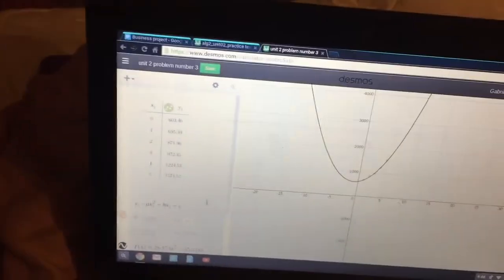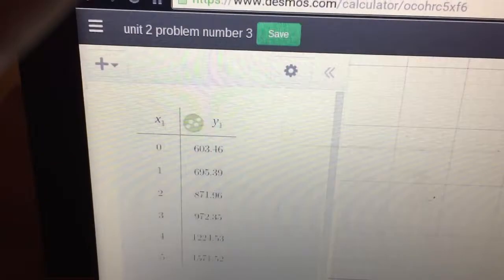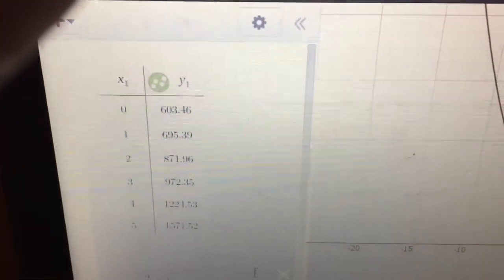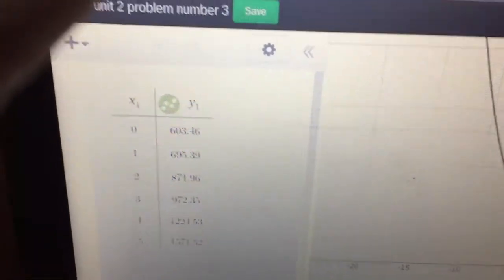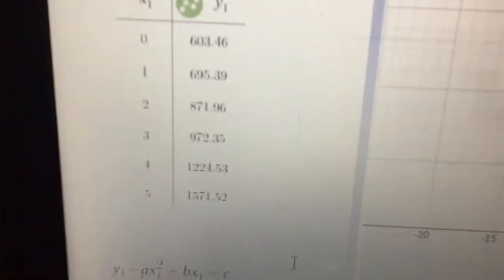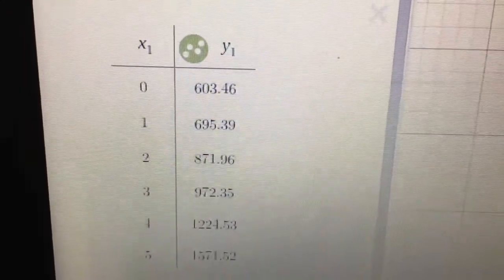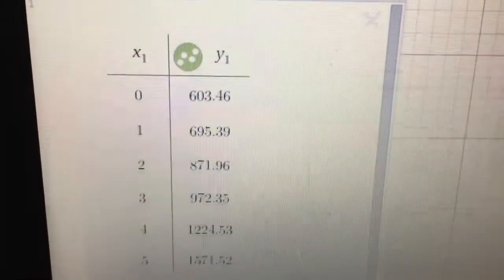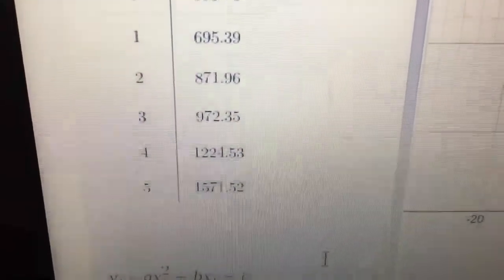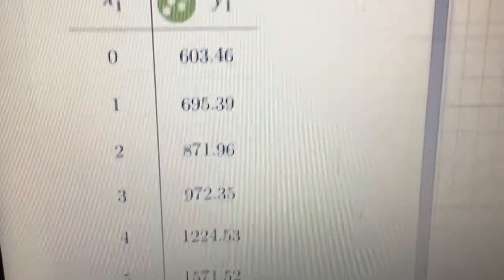Alright, Mr. Soohoo, this is number 3. In 2011, the price of gold reached an all-time high. The table shows the prices in dollars per troy ounce of gold each year since 2006. In 2006 it was $603.46, and it goes on and on. That would be 2011 right there.